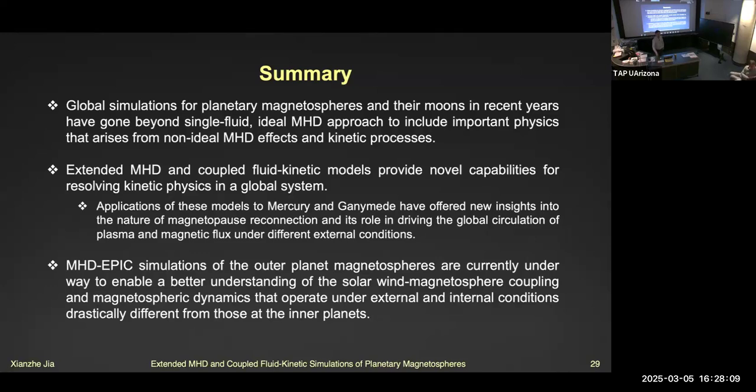Hi, thanks for the nice talk. When you run these PIC simulations embedded in MHD, do you see a trend in the effects that you get with different proton to electron mass ratios?